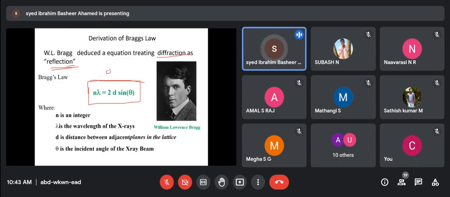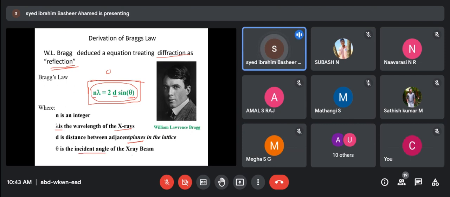Here, mathematically we can derive this equation: n lambda equals 2d sin theta. Where n is an integer, lambda is the wavelength of the X-rays, d is, as I told you, the spacing between adjacent planes in the lattice, and theta is the incident angle.